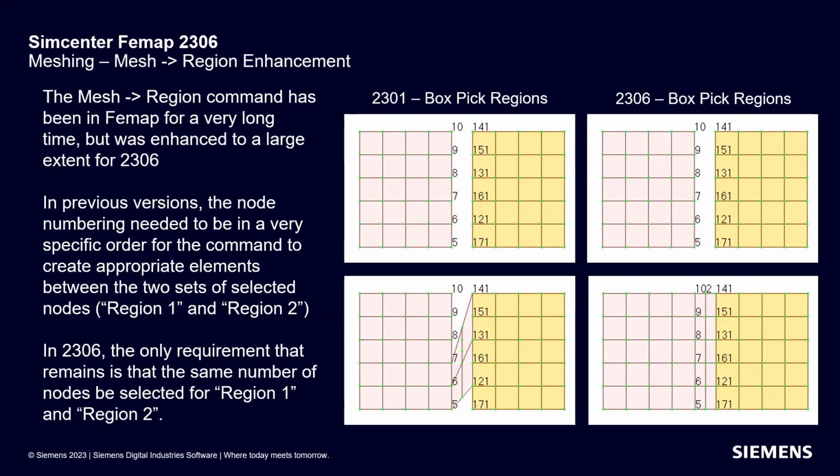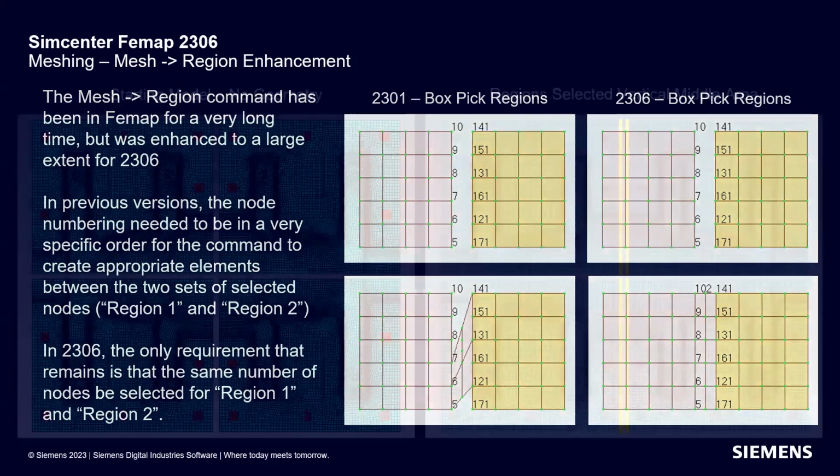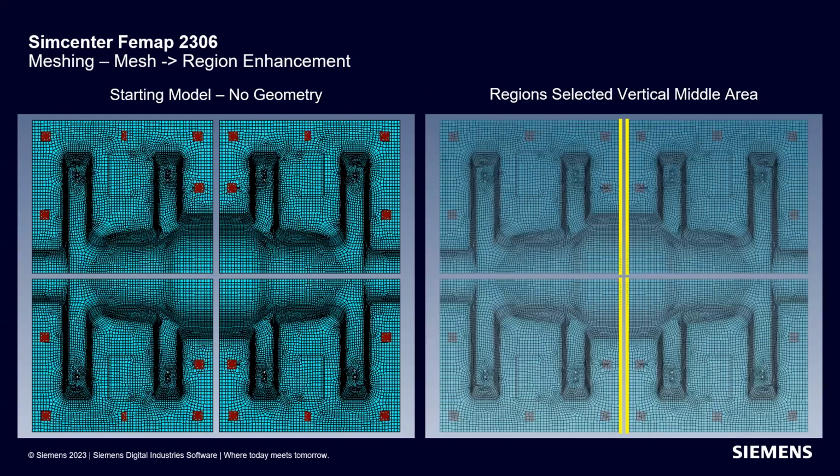What you can see here is, if I had picked 5 through 10 with a box pick, and then 141 through 171 on the other side with another box pick, I would have gotten a strange transition there. For 2306, if you did that same box picking, we figured out which side you wanted to come from and then followed along. So you didn't need the same level of strict renumbering. You can see on the bottom right that's what it would create now, something a good bit more complicated.